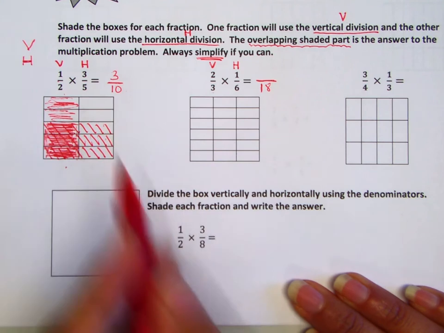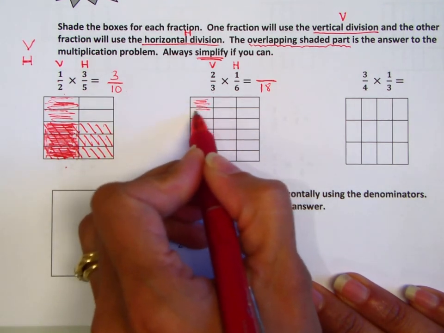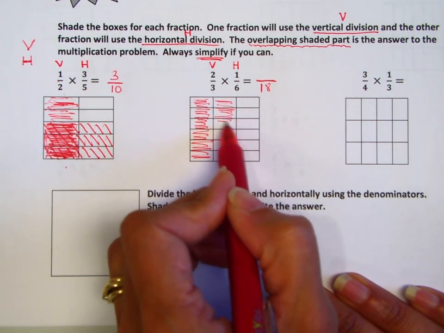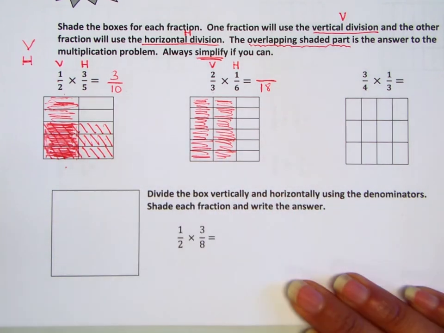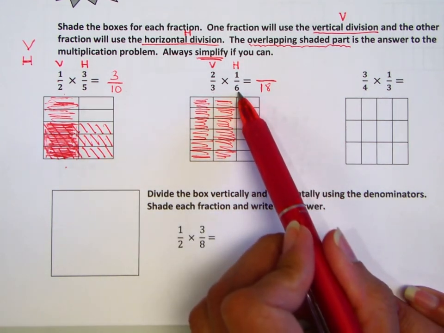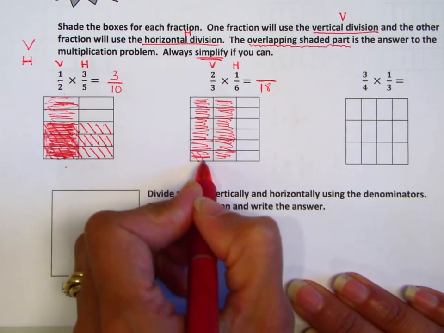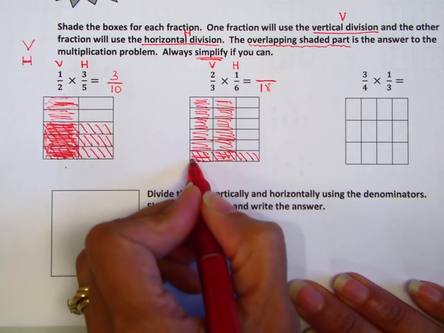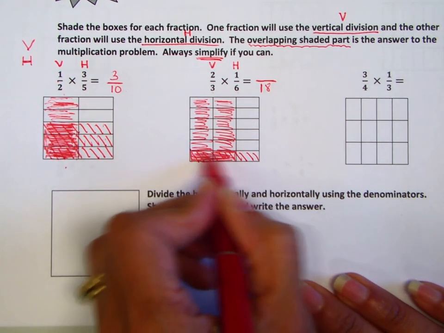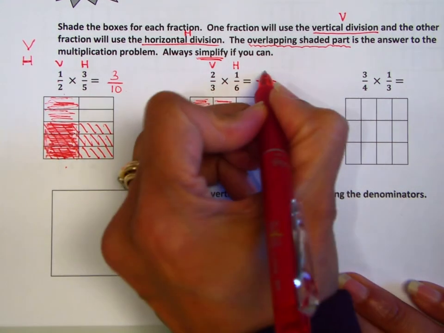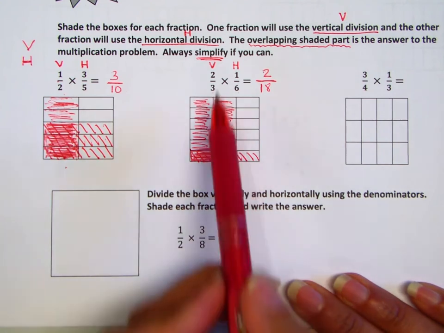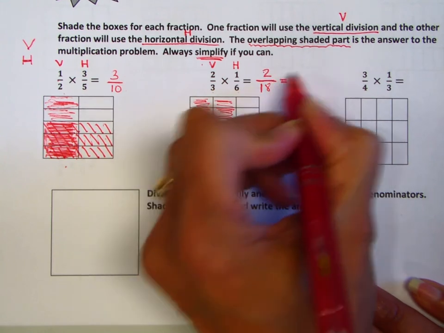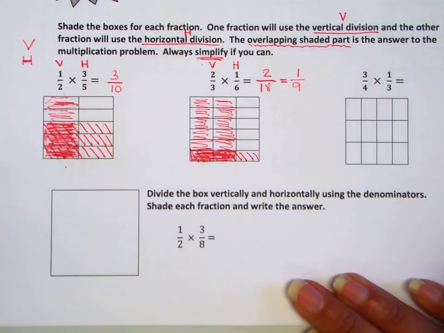We are going to shade vertically 2/3. Here is 1/3. Here is 2/3. And I want to shade horizontally 1/6. So here is 1/6. How much is my overlap? It's right here. I overlapped by 2. And like I had said before, simplify whenever you can. This one can be simplified by dividing by 2 to get 1/9.